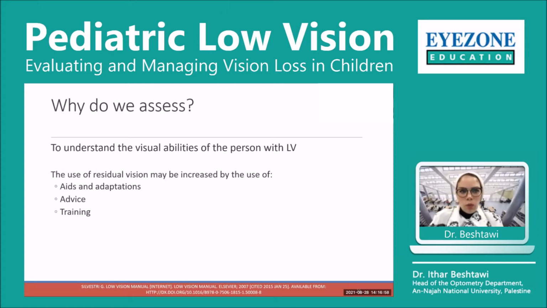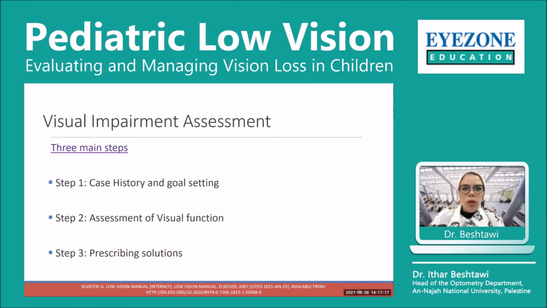So in order to help children with visual impairment use their residual vision to its maximum potential, we need first to understand their visual abilities in order to provide them with the appropriate aids, training, and advice. So the low vision assessment in general is a problem-solving exercise to which there is no one correct solution, and it can be broken down into three main steps.